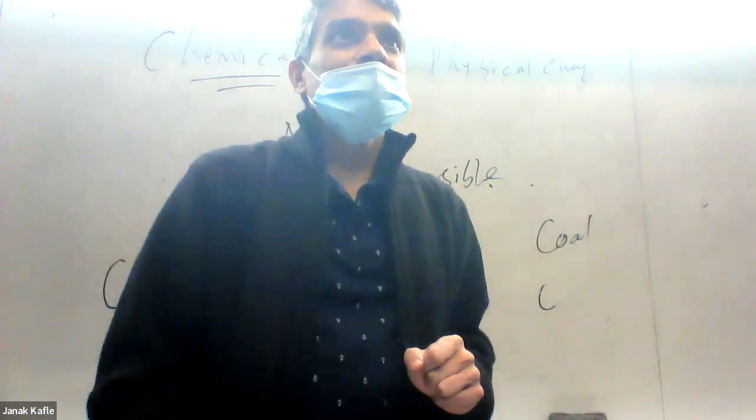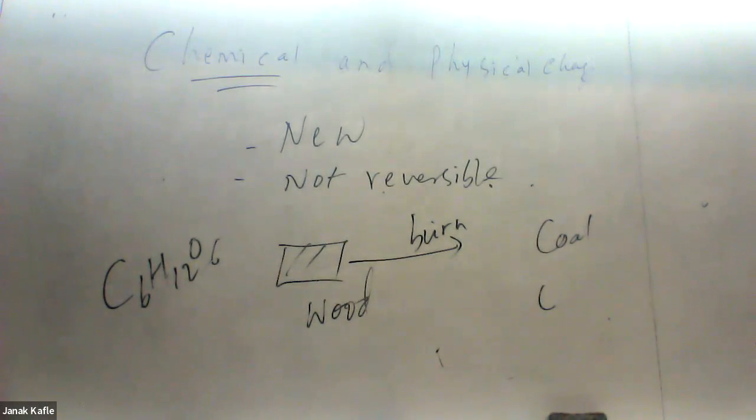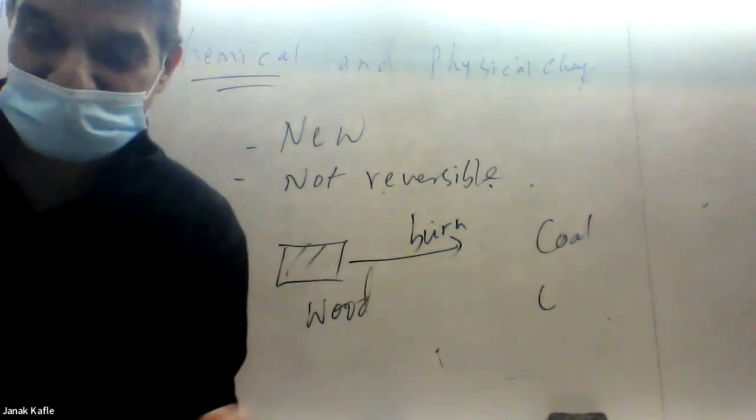Or like yogurt, right? You have milk and you put some bacteria in, and the milk changes to yogurt. Can you convert yogurt to milk? Impossible, right? This kind of change is called chemical change. Good. A completely new substance is formed.